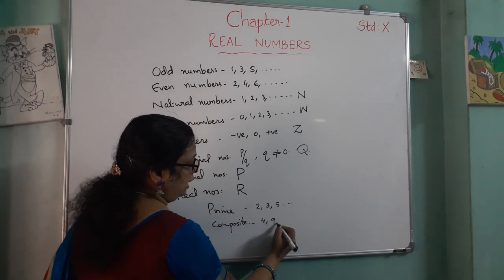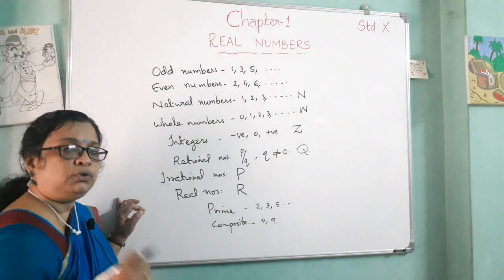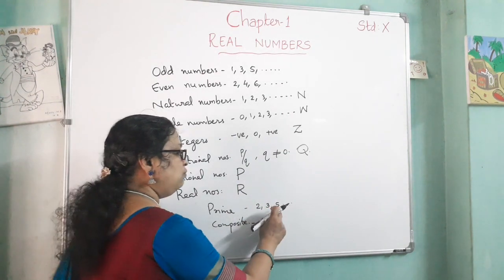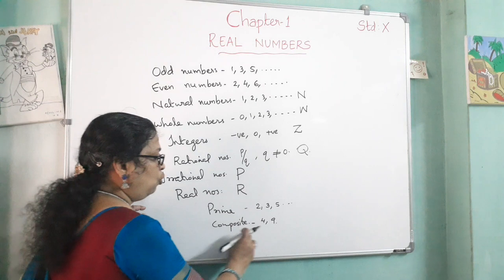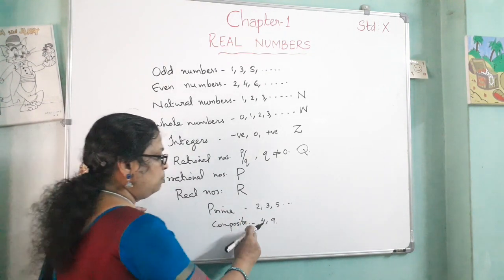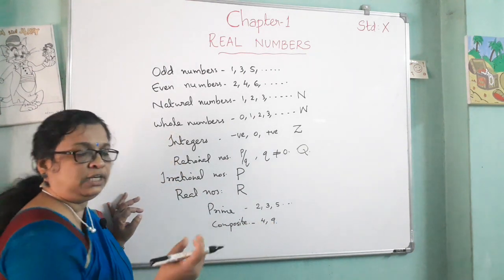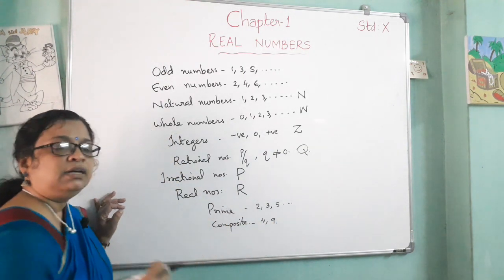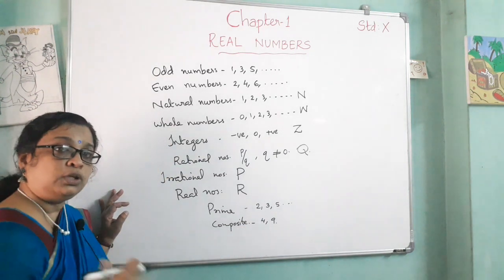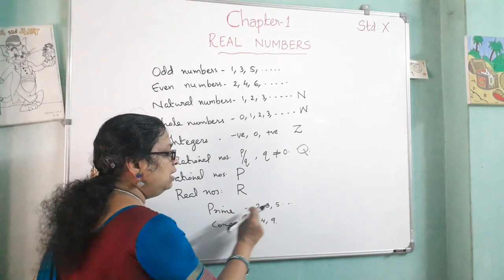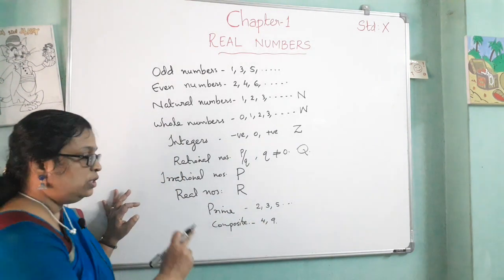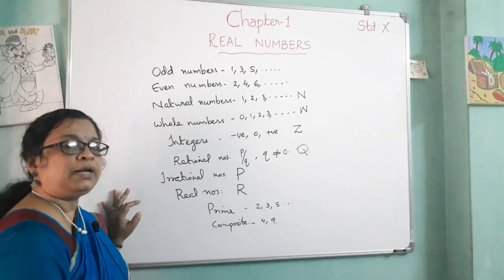Composite numbers, 4, 9. Because factors of 2 are 1 and 2. Factors of 3 are 1 and 3. Factors of 5 are 1 and 5. Then composite, factors of 4 are 1, 4 and 2 also come. Factors of 9 are 1, 9 and also 3. That is, a prime number means one which has only 2 factors, and a composite number means one which has more than 2 factors. Now the smallest prime number is 2 and the smallest composite number is 4. Then 2 is the even prime number, the only even prime number is 2.